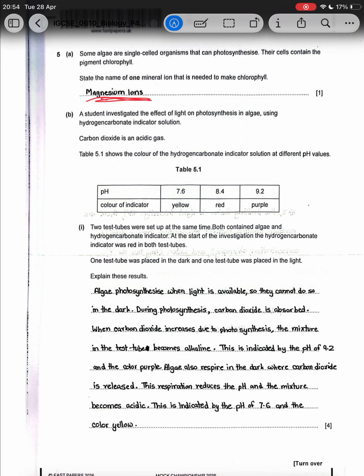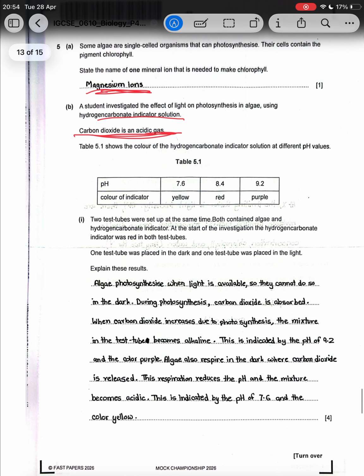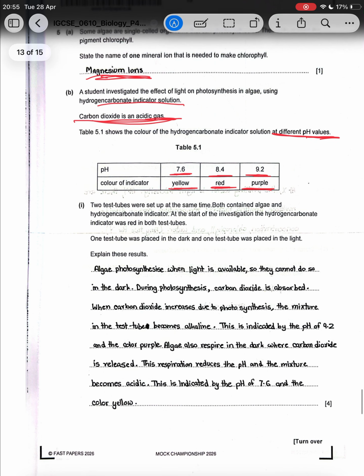B. A student investigated the effect of light on photosynthesis in algae using hydrogen carbonate indicator solution. Carbon dioxide is an acidic gas. Table 5.1 shows the color of hydrogen carbonate indicator solution at different pH values. So there's a pH of 7.6, 8.4 and 9.2. In 7.6 it's yellow, in 8.4 it's red, in 9.2 it's purple.